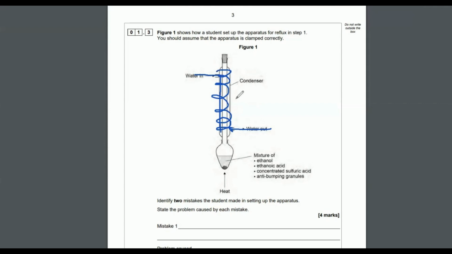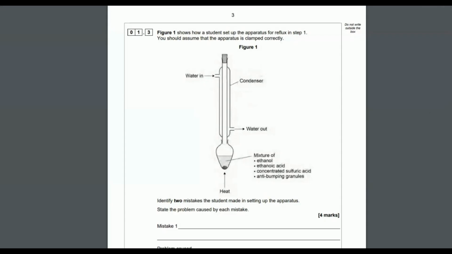But the thing that's always on the mark scheme is that if the water enters at the bottom and leaves at the top, you will completely fill the condenser. And that's always on the mark scheme. Sometimes countercurrent flow is mentioned on the mark scheme, but that is where you want your vapor going in the opposite direction to the water, essentially. So we're not going to look at that for this one.